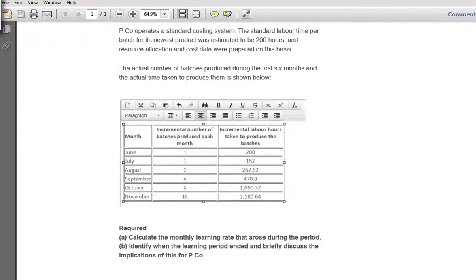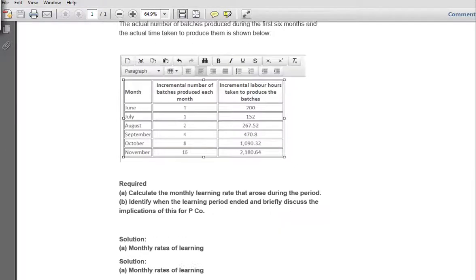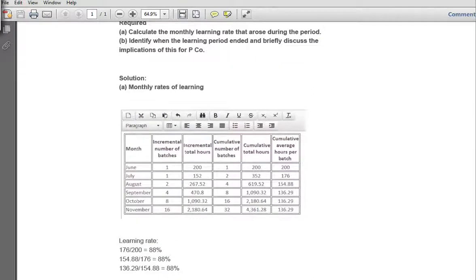So we have this question, and now what have they done here in the solution? This area is basically taken from the question: incremental number of batches and incremental total time are given to us. Then we have to calculate the cumulative number of batches. In June, we just produced one. In July, we have one more, so we have two. In August, two more, so four in total. In September, four more, so eight in total. October, eight more, so 16 in total. November, 16 more, so 32 in total, right?